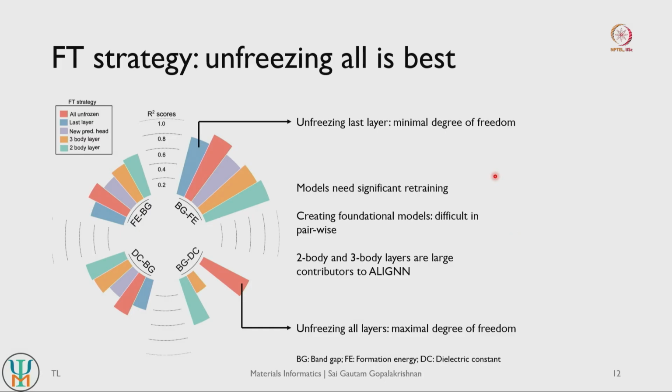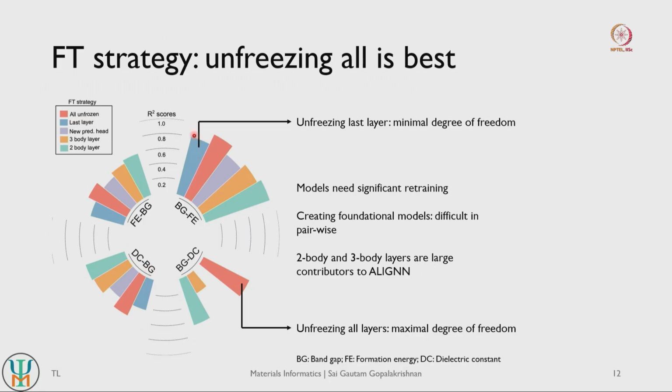Okay. We look at the final hyperparameter or strategy, which is what kind of unfreezing strategy actually helps in our fine tuning. So once again we are plotting R2 scores; different contours basically indicate different R2 scores here for 4 different pairwise transfer learning tasks. We use the same notation here, so we are trying to predict band gaps here, formation energies here, dielectric constants here, and then band gaps here, right.